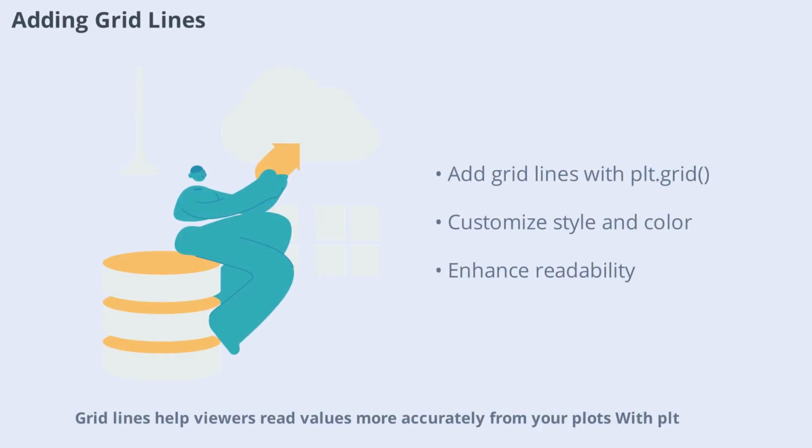Grid lines help viewers read values more accurately from your plots. With plt.grid, you can add horizontal and vertical lines to your charts. You can also customize their style, color, and transparency. Grid lines are especially helpful in line and scatter plots, making it easier to compare data points visually.